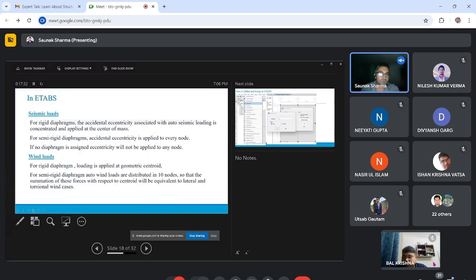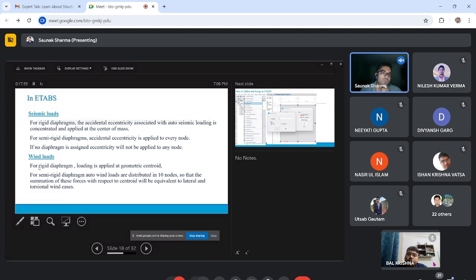Now, how is it applicable in ETABS? For seismic load, for a rigid diaphragm, the accidental eccentricity associated with auto seismic loading is concentrated and applied at the center of mass. For a semi-rigid diaphragm, accidental eccentricity is applied to every node. With no diaphragm, accidental eccentricity will not be applied to any node.